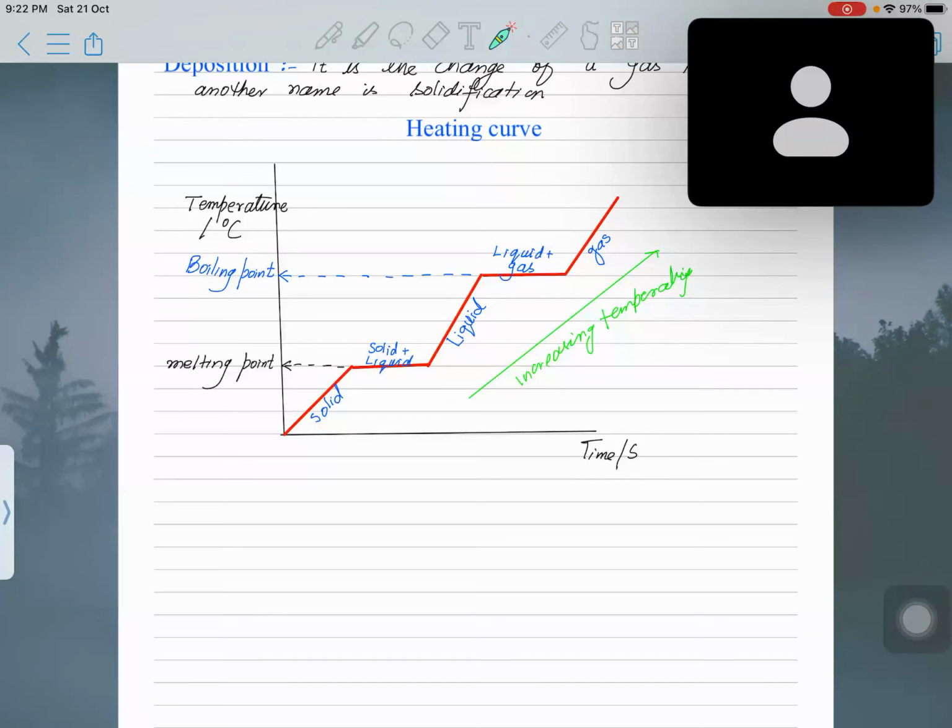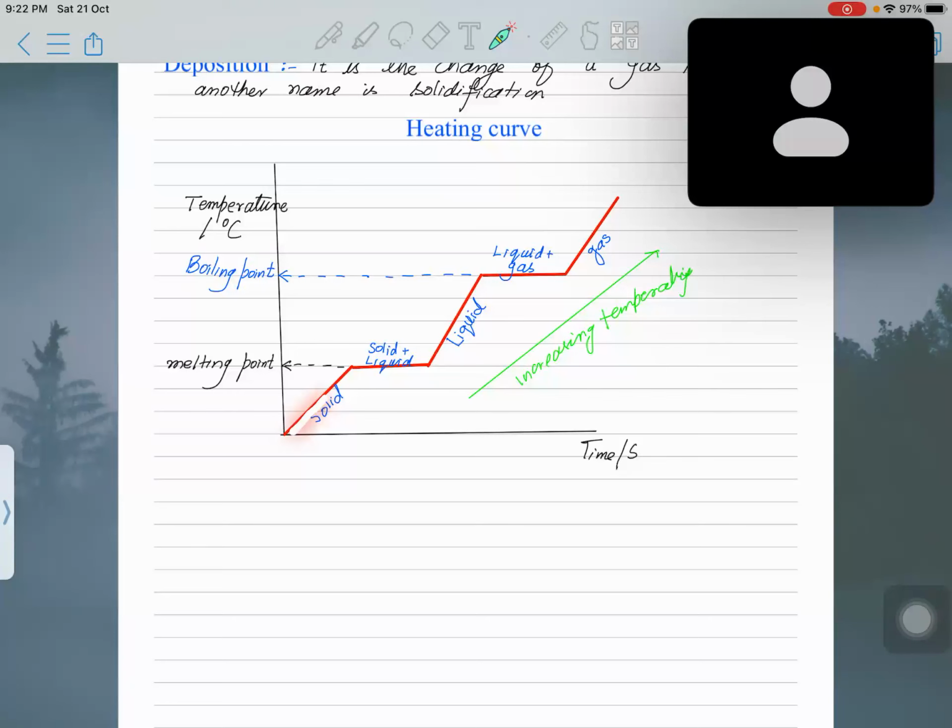Sir, the energy is used to break the bonds. It is used for internal energy, to break the bonds between the particles. Yes, you are right, and it increases the internal energy. Then the bonds break and the particles move away from each other, and that's how a substance changes from solid to liquid and liquid to gas. Exactly. This energy is utilized to change the state.